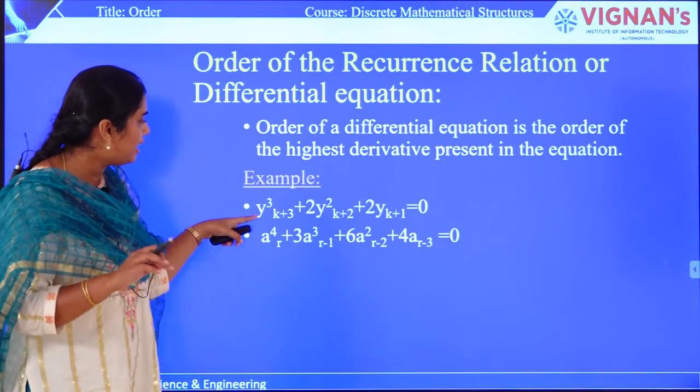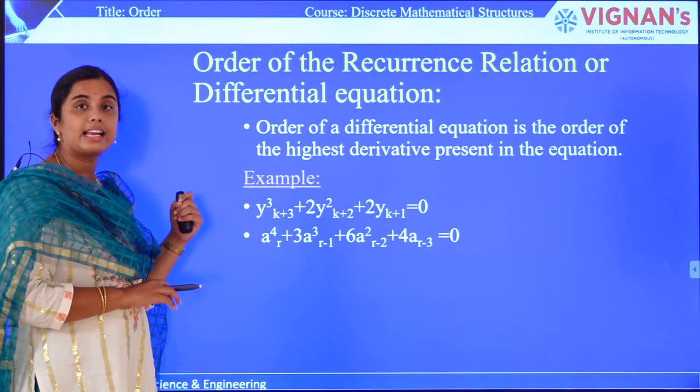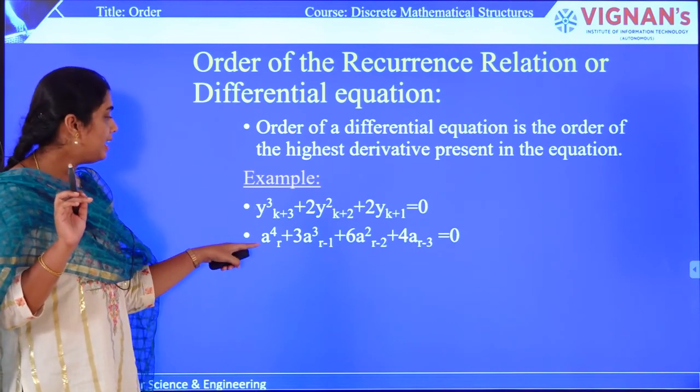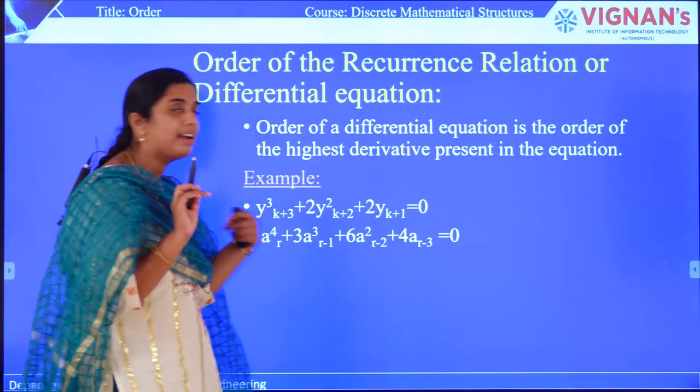If you see over here, y_(k+3) is there. This is the highest derivative. So the order of this equation will be 3. And here a r to the power of 4 is there and it is reduced to r minus 1.